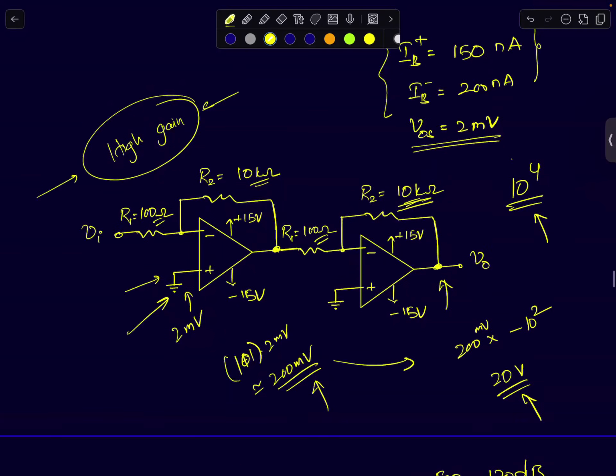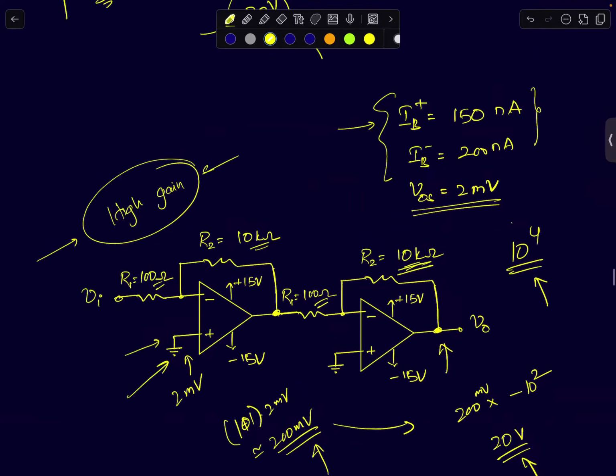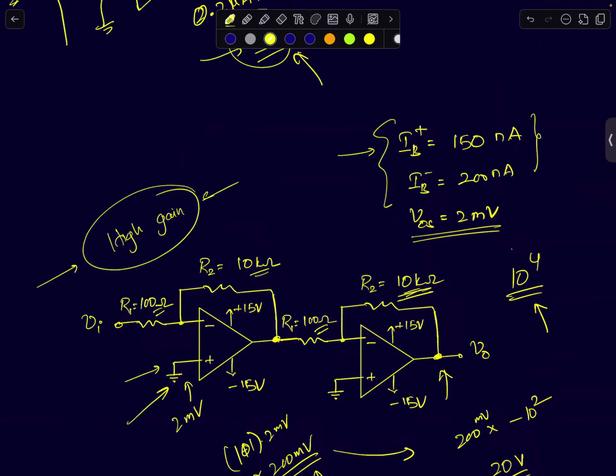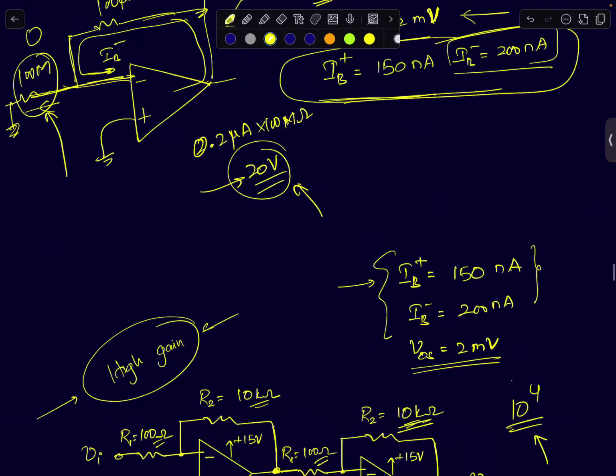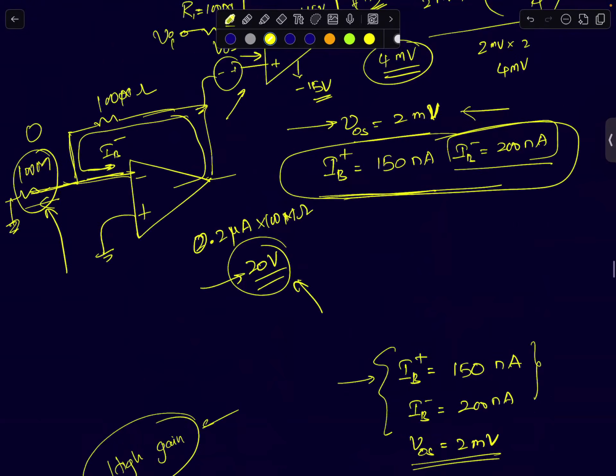Now let's analyze the impact of bias currents. In fact, I didn't even let me finish. Yeah. So one of you asked a question. I'll answer the question and come back to this one. In the previous question, the current cannot be supplied by the op-amp, right?